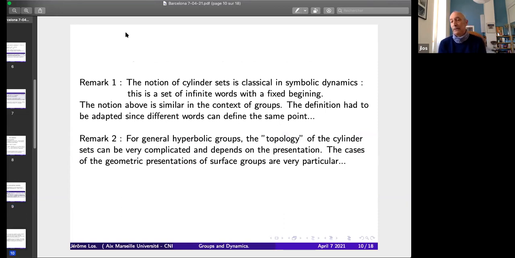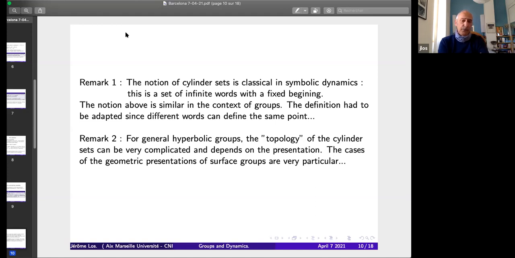And the difference between the combinatorial dynamics, the symbolic dynamics, and the group setting is that usually there are many, many infinite words that converge to a given point on the boundary. So that's why this definition says that there exists at least one of these infinite writings that starts with a given letter.